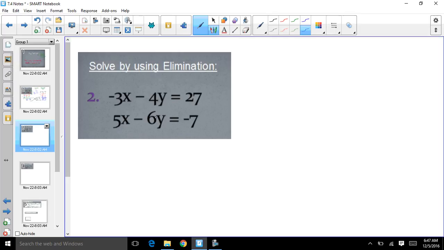So for this one, can I just multiply one of these equations to get them to be the same? No. I'm going to have to actually multiply both of them. So for this top equation, I'm going to multiply times 3. And for this bottom equation, I'm going to multiply times 2. What that does for me is when I rewrite this one after I've multiplied, I'll get negative 9x minus 12y is equal to, and then I've got like 81, I believe.